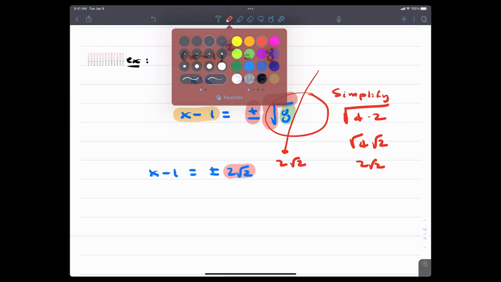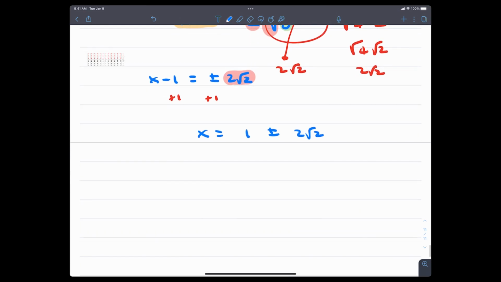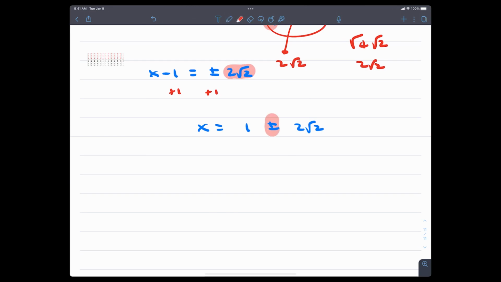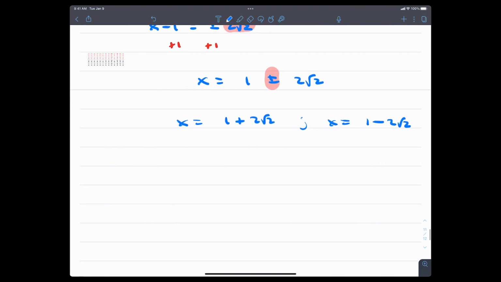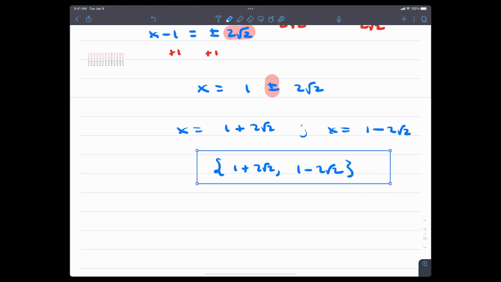So add your 1 to both sides. What does this mean to say plus or minus? 1 plus 2 square root of 2. What is it? 1 minus 2 square root of 2. Can you combine these terms? No. Put your answer in set notation because sometimes they want you to write that as solution set. And notice this, again, you got irrational numbers, and they're called irrational conjugates.